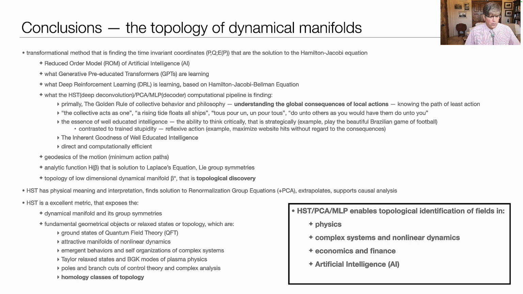And finally, now for the conclusions. The main conclusion is that what we are characterizing and then exploiting in artificial intelligence is the topology of the dynamical manifolds. We have shown you a transformational method that is finding the time invariant coordinates that are the solution to the Hamilton-Jacobi equation. These are the reduced order model of artificial intelligence. It's what generative pre-educated transformers are learning.